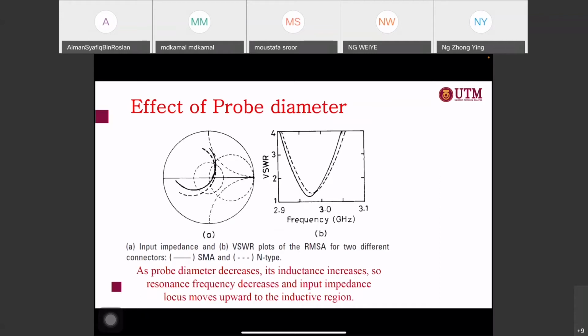Okay, this one is the effect of the probe diameter. As the probe diameter increases, the inductance increases, so the resonant frequency decreases, and the input impedance locus moves upward to the inductive region.